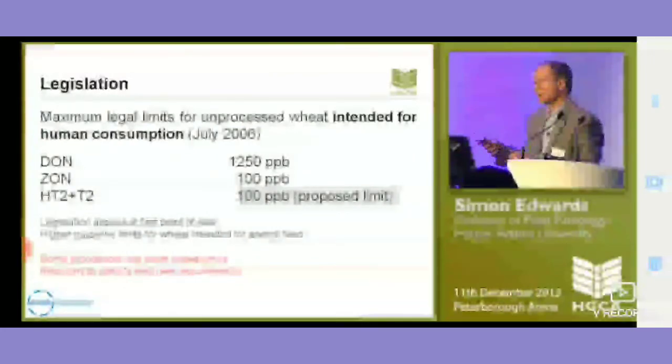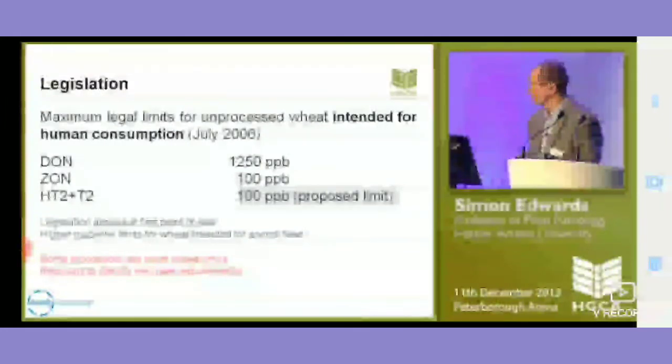So those farmers amongst you, your customers, do not always see themselves as food operators, but according to legislation, they're food operators. And at the point of sale, it's their legal responsibility to ensure that wheat sold for human consumption is fit for human consumption. So it has to meet these legislative limits.